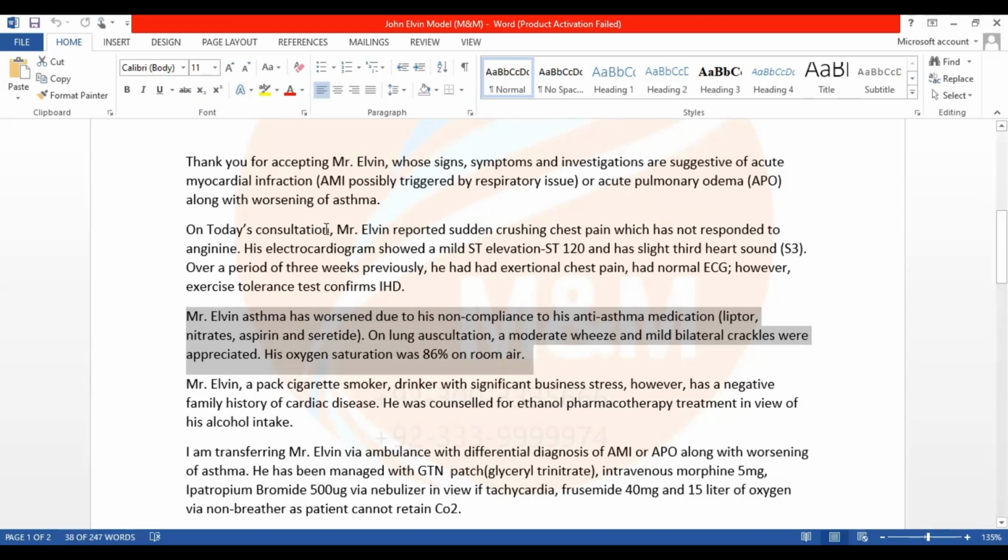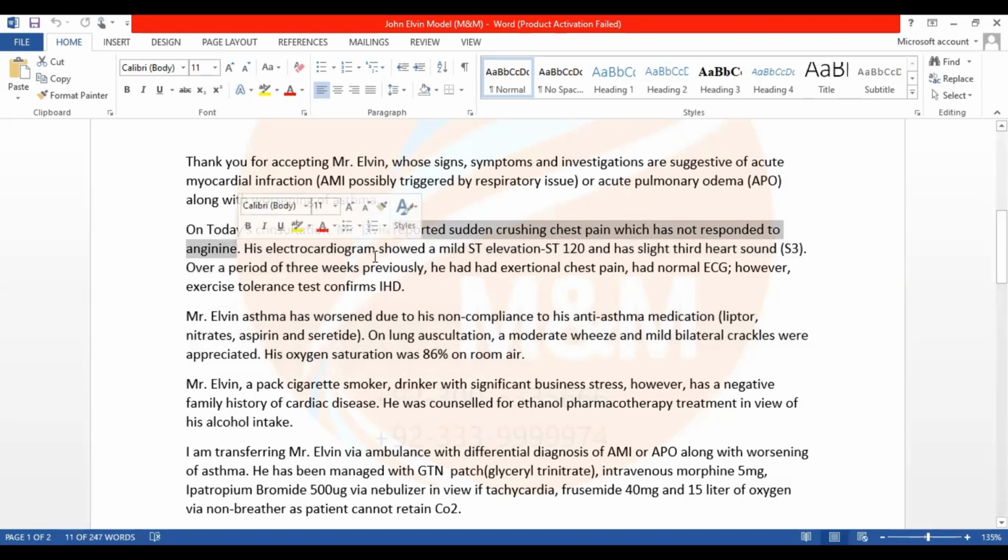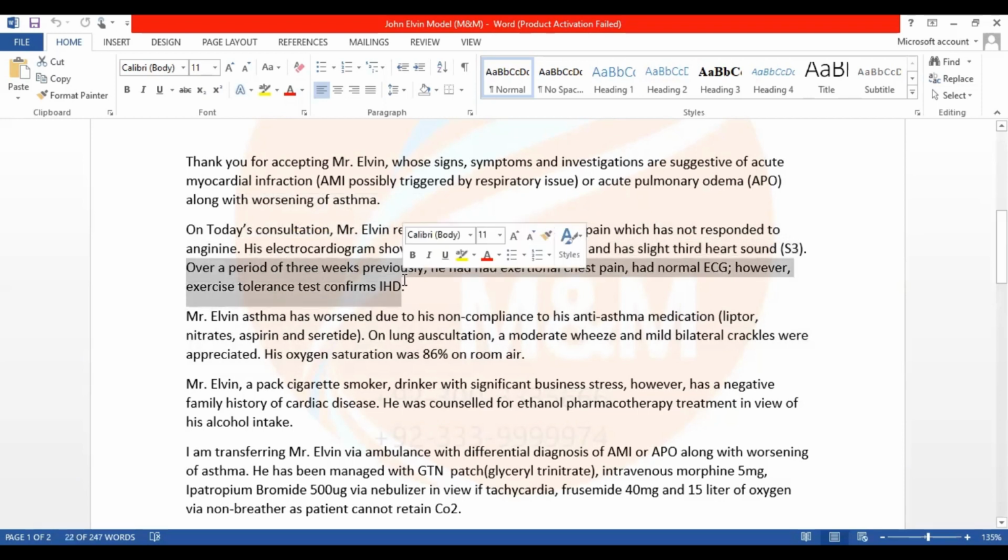Let's say, on today's consultation, Mr. Elvin reported sudden crushing chest pain, which has not responded to angina medication. This was the main presenting complaint, non-responsive to the medicine. His ECG showed ST elevation, again a recent investigation, right? Then the summary of the first three visits with reference to the cardiac issue. Over a period of 3 weeks previously, he had exertional chest pain and a normal ECG, however, the exercise tolerance test confirmed ischemic heart disease.